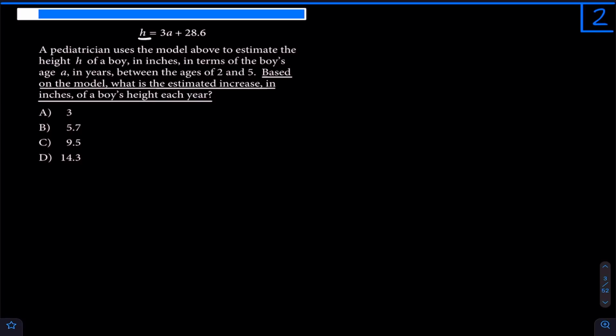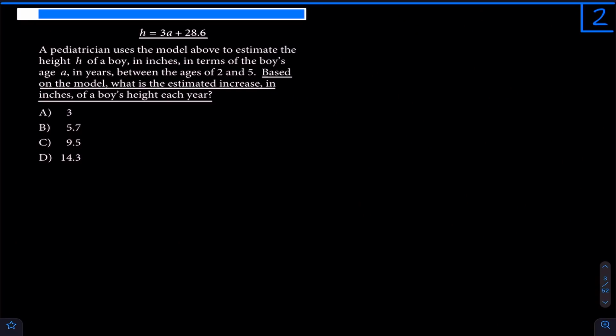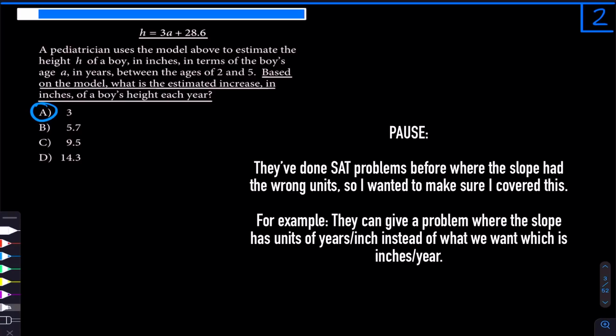And here, since we have a line that we're starting with, we know that the increase, that rate of change, is the slope, right? We're talking about the slope of this line. And the slope here is 3. So that would get you to believe that the answer here is choice A. But you might want to check the units on that, just to make sure.